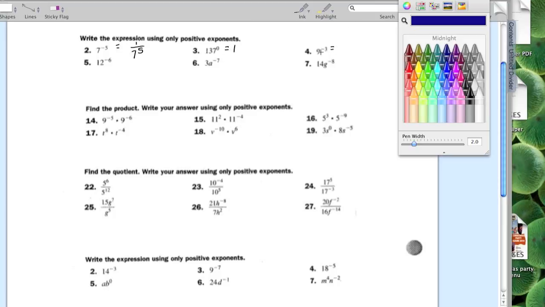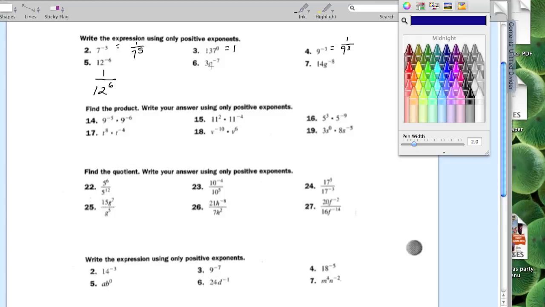Number 4, we have a base of 9, so that 9 tags along with the 3. It's a negative 3, so to make it positive, it has to go in the denominator and becomes positive 3. So 1 over 9 to the positive third. 5 is the same case. 12 is my base, so it tags along with the 6, and it's 1 over 12 to the positive 6. So that negative goes away when it's in the denominator.